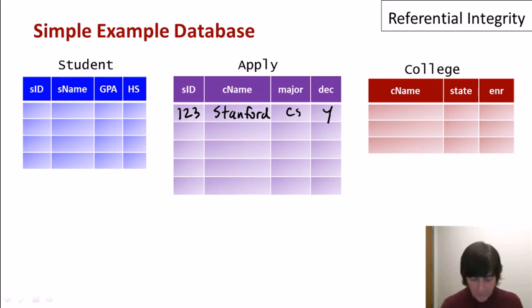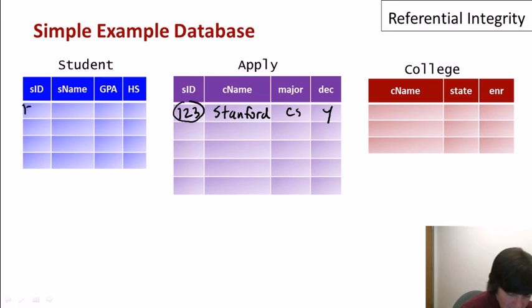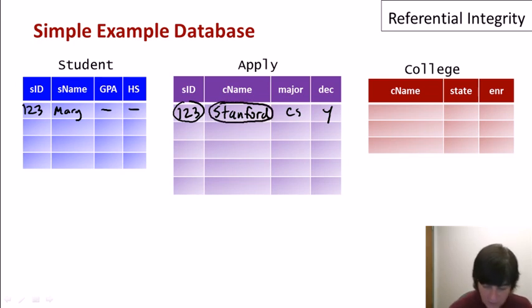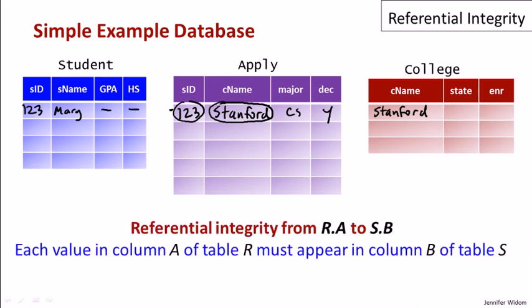When we have this tuple, the value in the SID field here of 123 presumably refers to a value here of an actual student. So maybe 123 is student Mary with some GPA and some high school. And furthermore, the Stanford value in the CNAME or college name attribute is presumably referring to the college name in the college table. So we would expect to have a Stanford value here. Referential integrity talks about these values here referencing the corresponding values in the other tables.